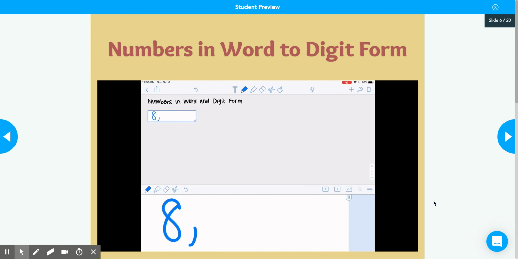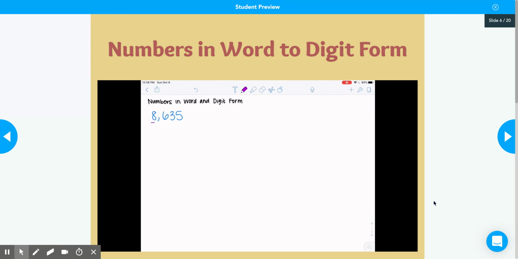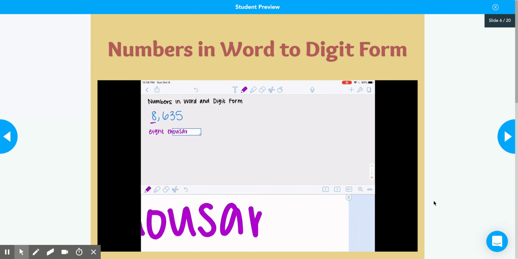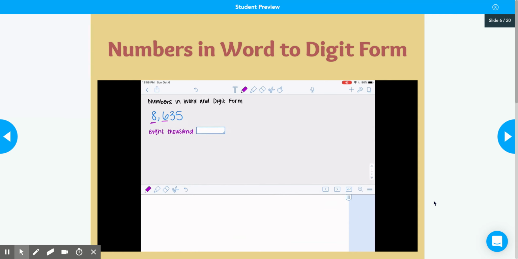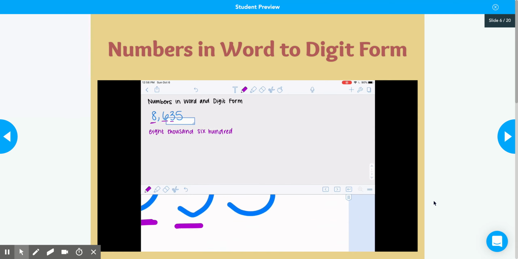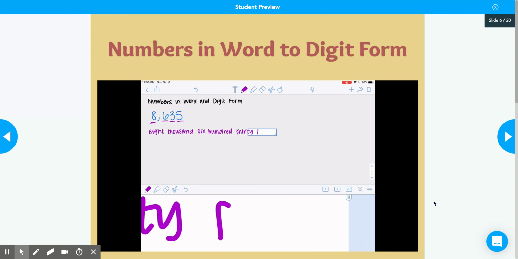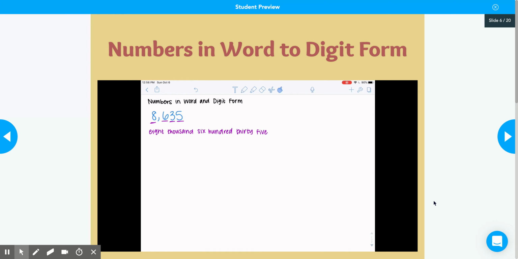For example, if you have the number 8635, you would label each of the digits, and so from the 8, you'd get 8,000 because it's in the thousands place. And from the 6, you would get 600 because it's in the hundreds place. From 3, you would get 30 because it's in the tens place. And from 5, you would get 5 because it's in the ones place, giving you a total of 8,635.